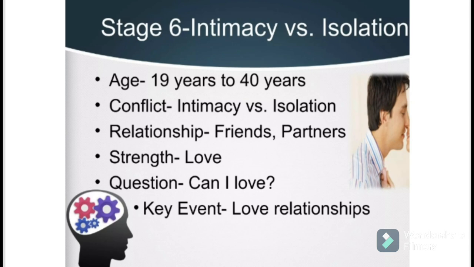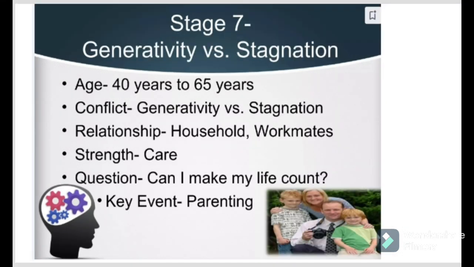Stage 7 is about generativity versus stagnation. The age group is from 40 years to 65 years, in which the relationships are with workmates, the child, your partner, and family members. If all the strength and care are received, then he can account for his life, and he will get generativity. In this stage, a human develops rules for his upcoming generation. Or if there is negativity, then it leads to stagnation. And the key event is parenting.